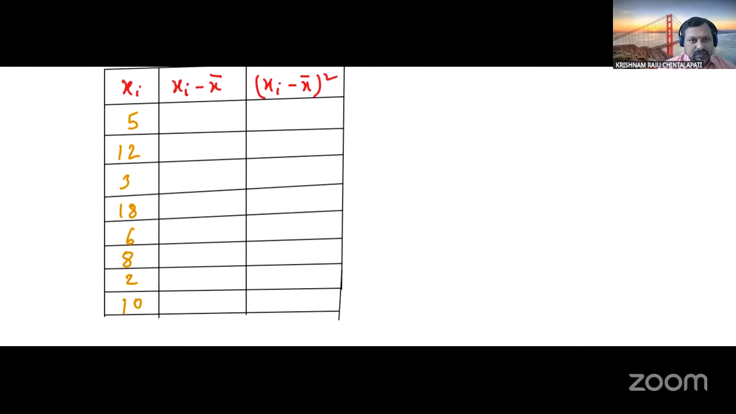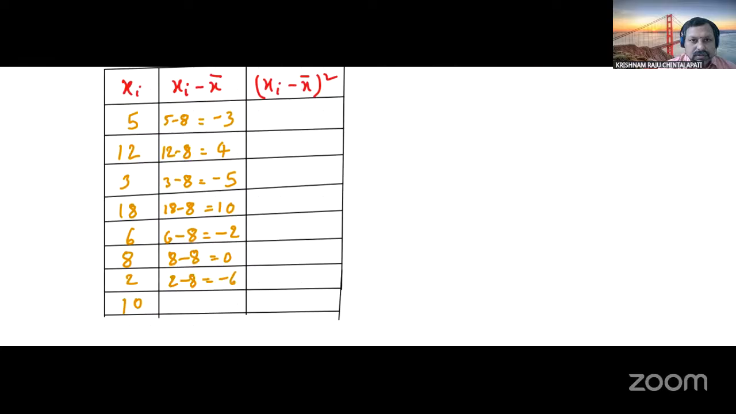So 5 minus 8 gives minus 3. 12 minus 8 gives 4. 3 minus 8 gives minus 5. 18 minus 8 gives 10. 6 minus 8 gives minus 2. 8 minus 8 gives 0. 2 minus 8 gives minus 6. 10 minus 8 gives 2.